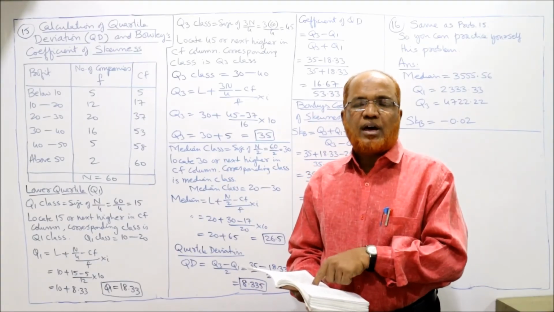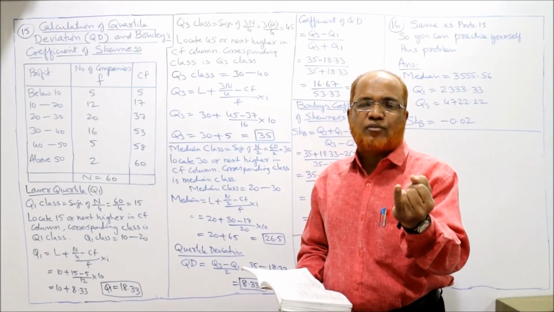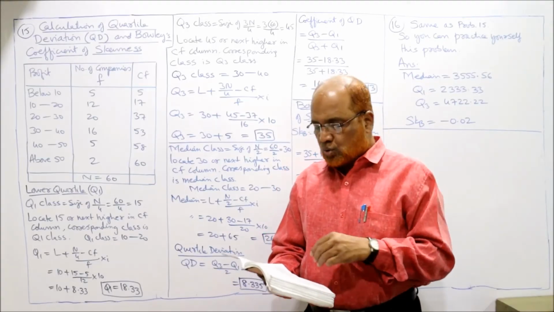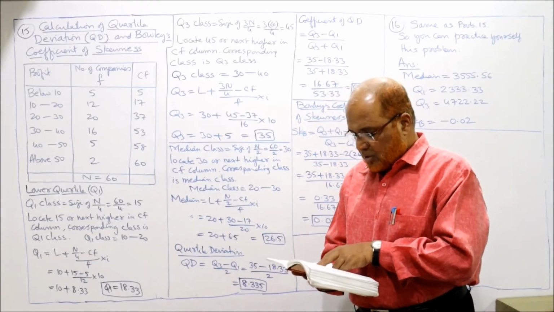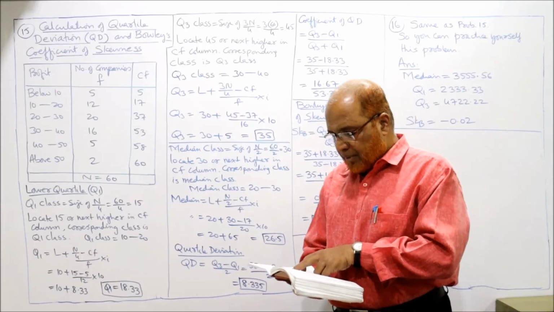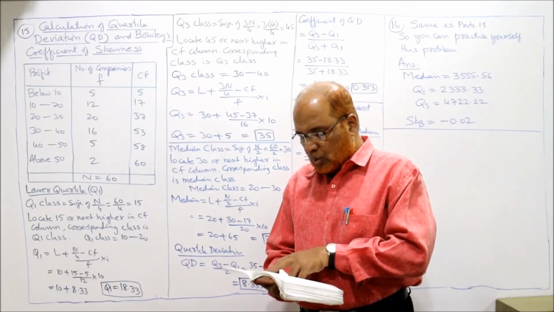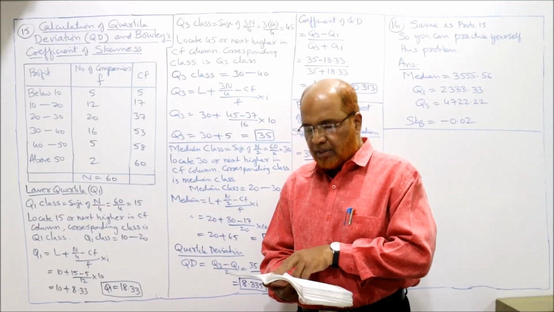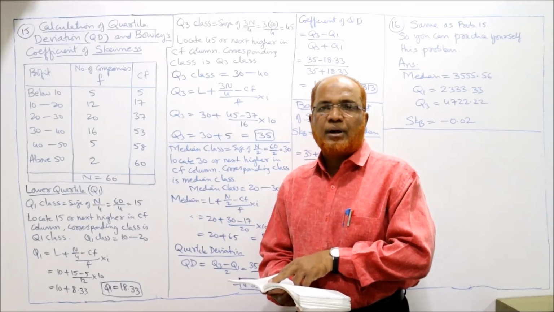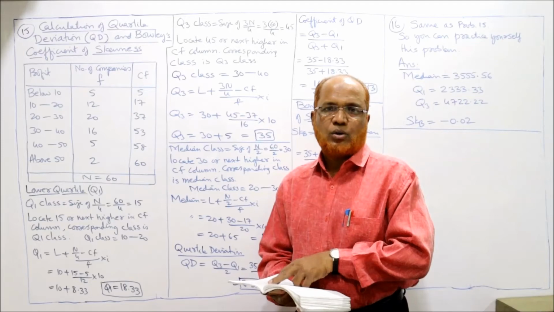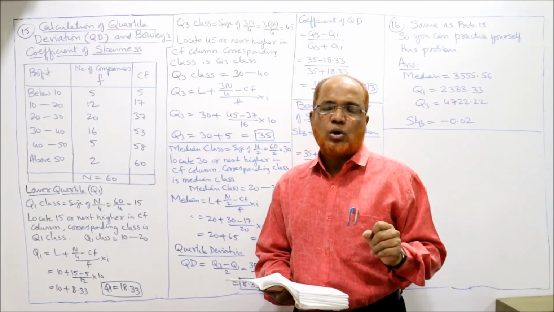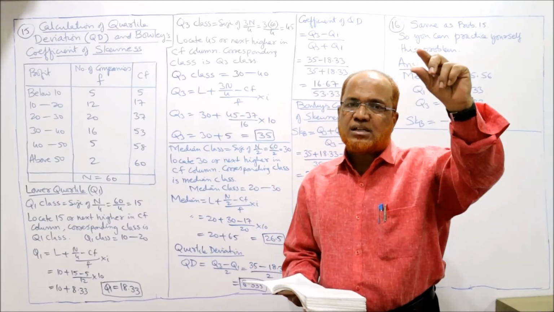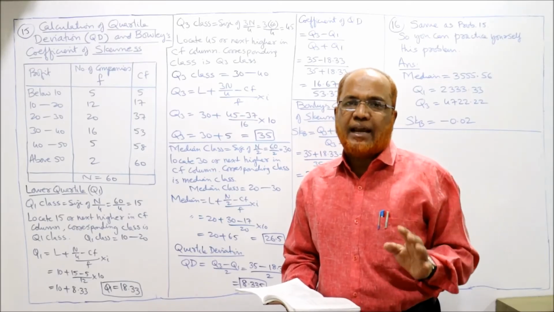So in this problem, we are required to calculate coefficient of quartile deviation and Bowley's coefficient of skewness. Here, profits are given below 10, then 10 to 20, 20 to 30, 30 to 40, 40 to 50, above 50. This is called a continuous series, but with open end classes. Open end classes means the first class and last class are open ended.